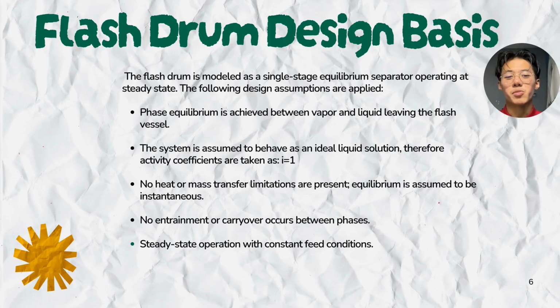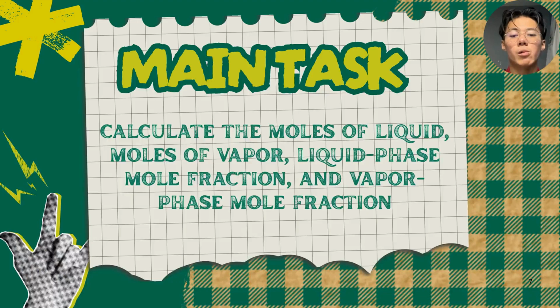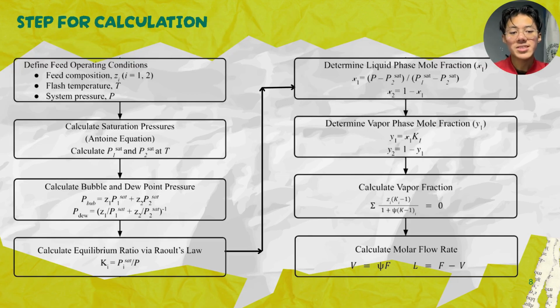The flash drum is modeled as a steady-state single-stage separator. We assume instantaneous phase equilibrium, zero entrainment or carryover, and an activity coefficient of exactly 1. Our main task is to calculate 4 key variables: the total moles of liquid and vapor, and the specific mole fraction for both phases. Our workflow follows these steps.